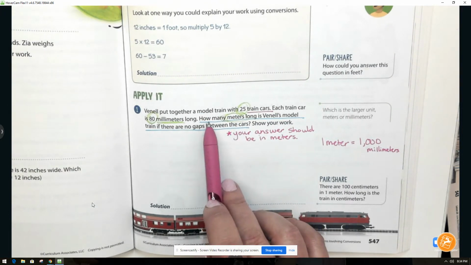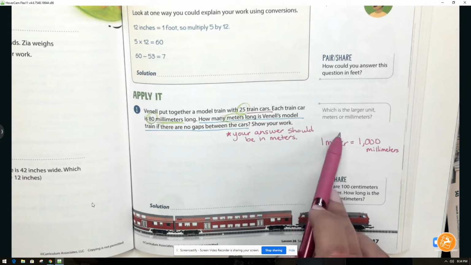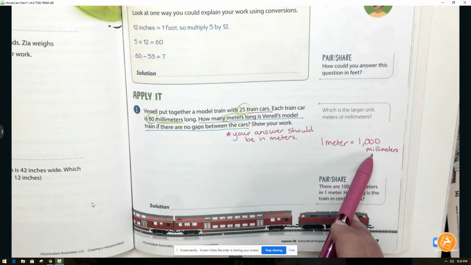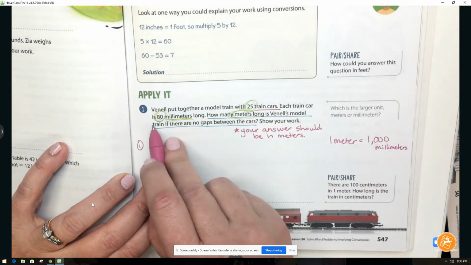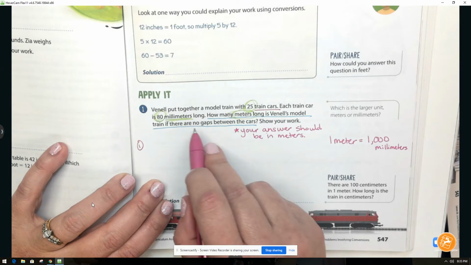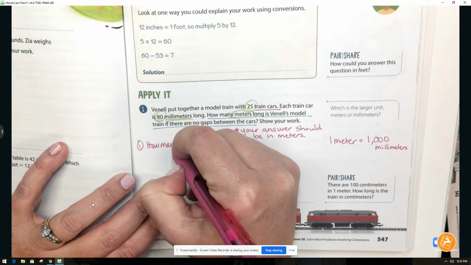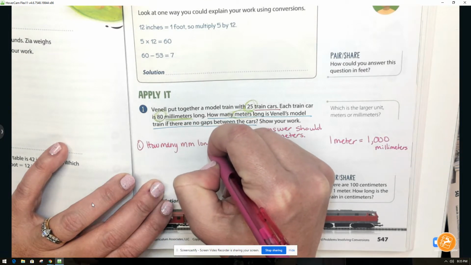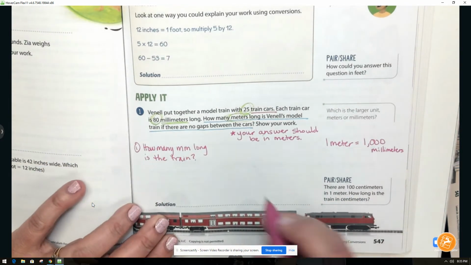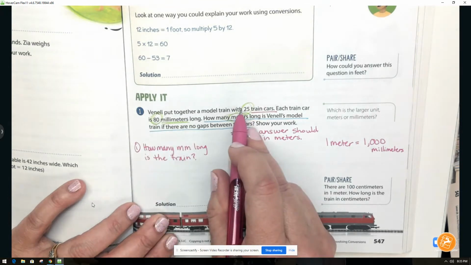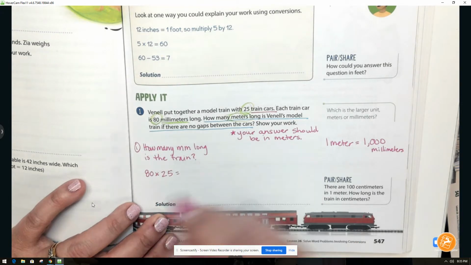We know, because it says so in the problem, that we have to answer the question in meters. And we know that 1 meter is equal to 1,000 millimeters. So the first step is you need to figure out how many millimeters long Venel's train is. So that's the first thing you need to figure out. What is 80 times 25? And you're going to get an answer.